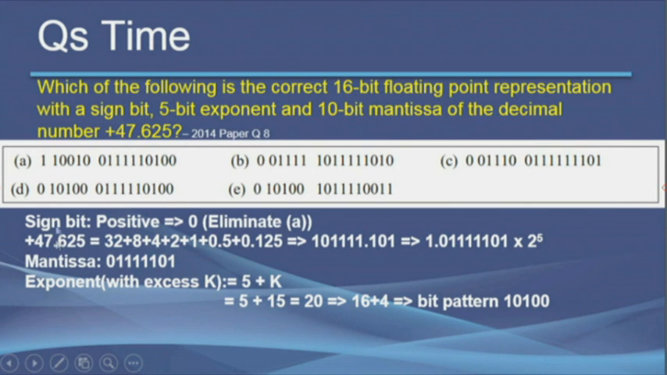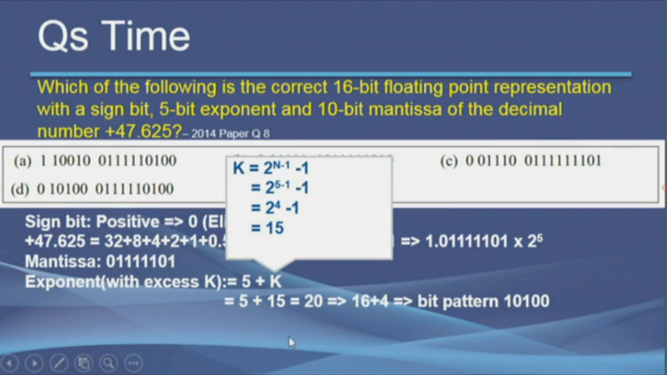Then you can convert this decimal into binary. For 47, it is 32, 8, 4, 2, 1, and for 0.625, you have to add 0.5 and 0.125. So here you can see the binary number. Then you normalize it, but to get the actual value you have to multiply it by 2 to the power 5, which means you have this mantissa here, but again you have to represent this 5 with excess k.